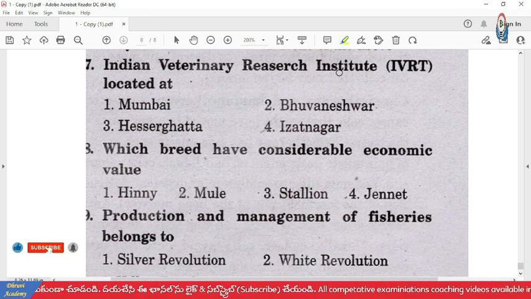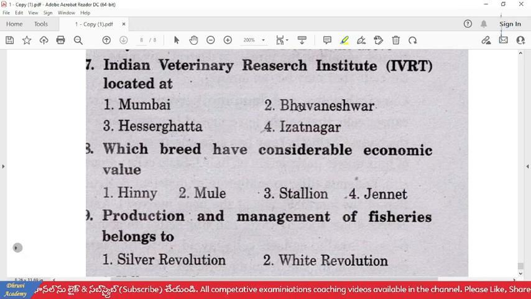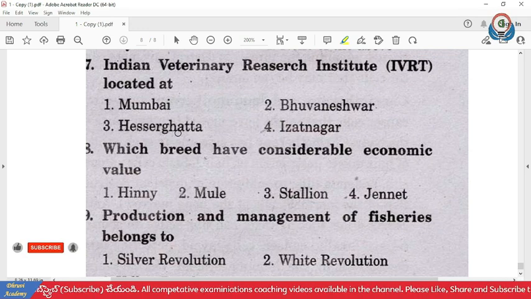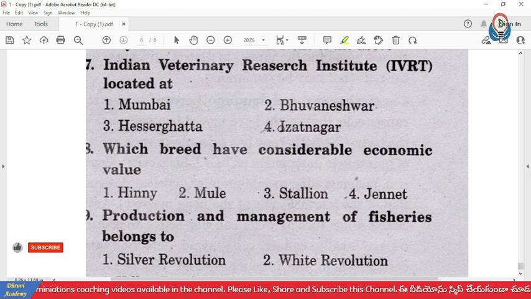Indian Vegetable Research Institute is located at Mumbai, Bhubaneswar, Hisarghatta, or is it Izzatnagar? Which is the correct answer? Its answer is Izzatnagar.